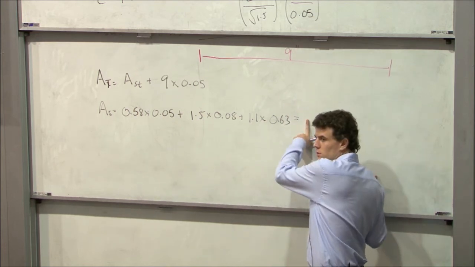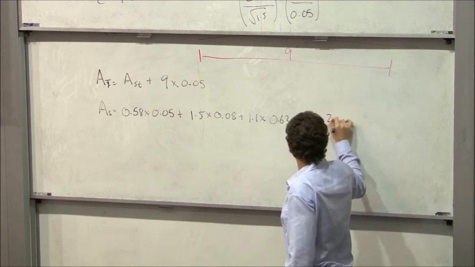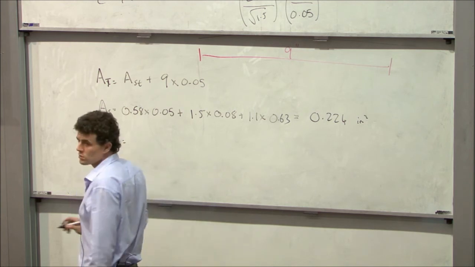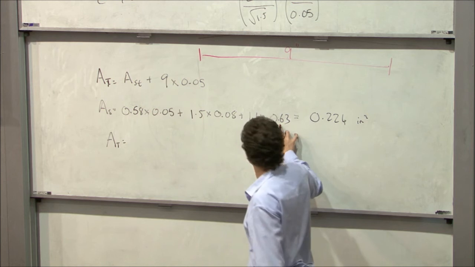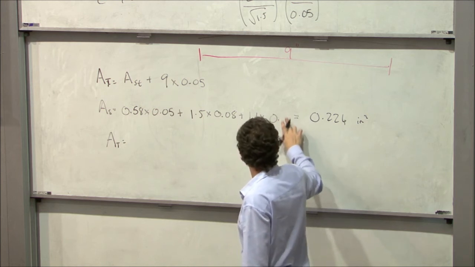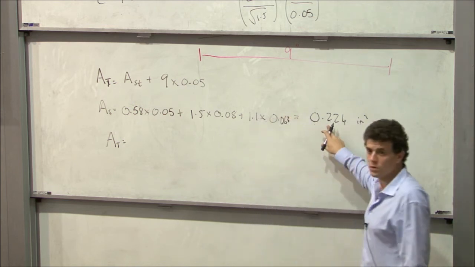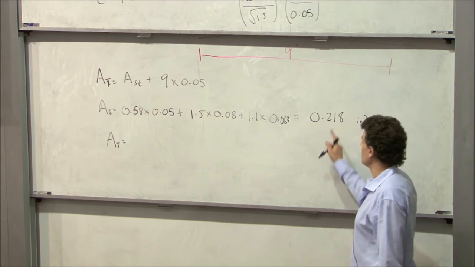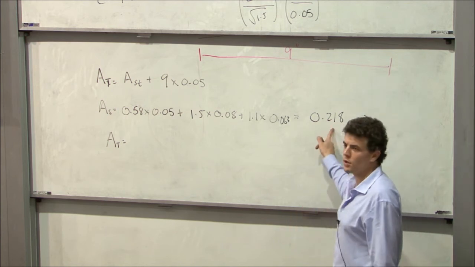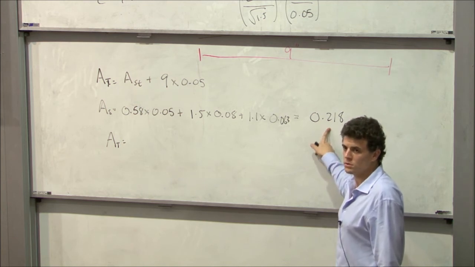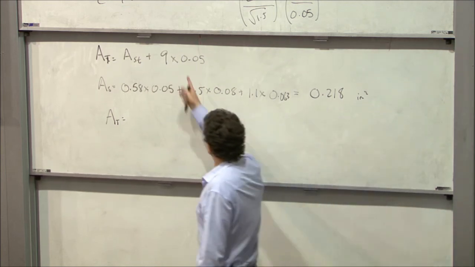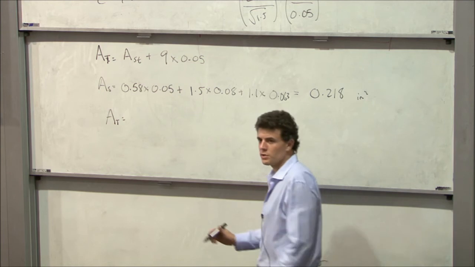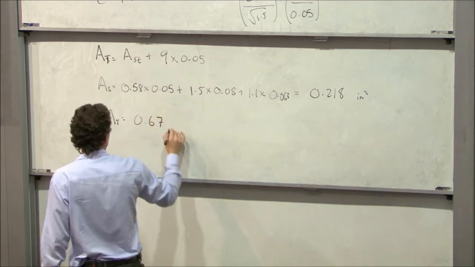So what did anyone calculate for this? 0.224 inches squared. And what did you get for a total? 0.063, sorry, yeah, there's a 0.063 in there. Gives you 0.2183. Anyone else going to, I think that's, from memory, pretty close to what's in the book. Anyone else going to change their answer for this? No. The total area then, 9 times 0.05 is 0.45, so we should end up with 0.66 or 0.67 or something like that. So 0.67 is probably close enough.